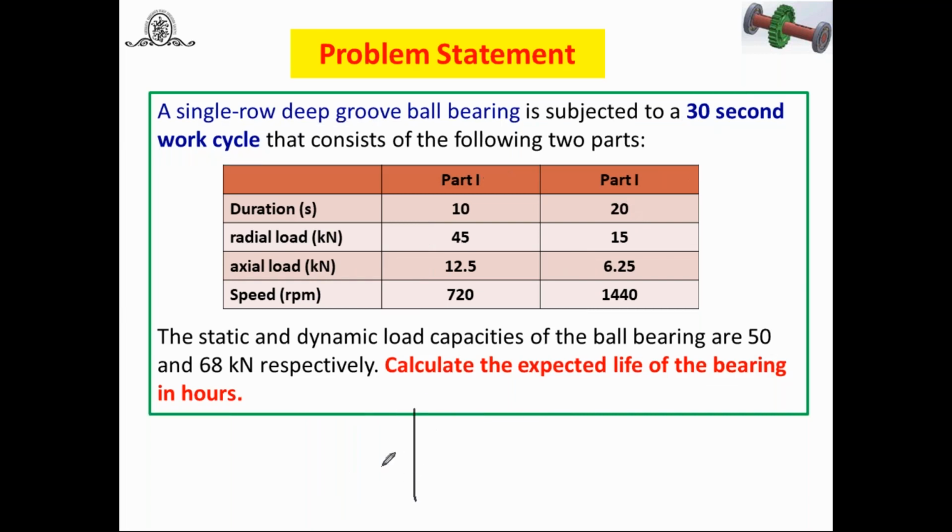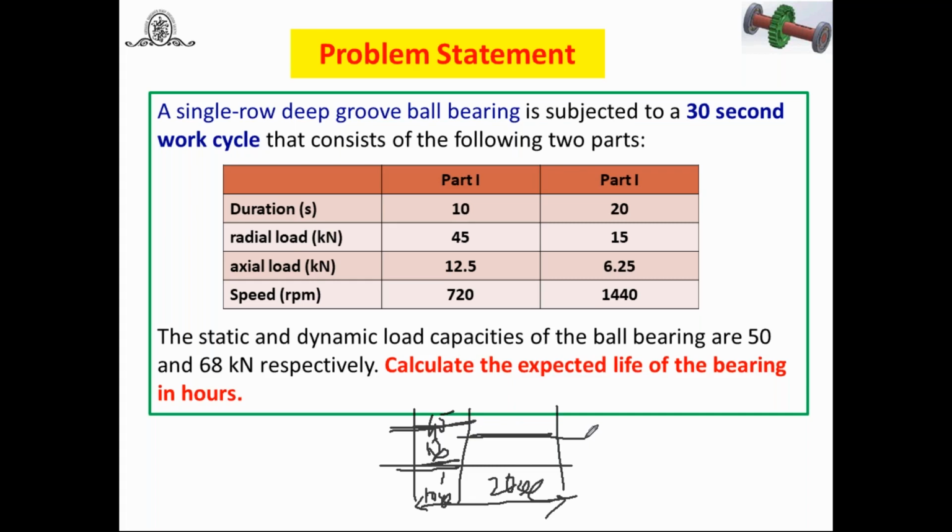Now here, look at this. This is two cycles. Here is N, element 1, element 2, and the time taken by element 1 is 10 seconds, and here it's 20 seconds. The radial load which acts is 45 kilonewton and axial load 12.5 kilonewton during this cycle. And in this cycle it varies to 15 and 6.25.